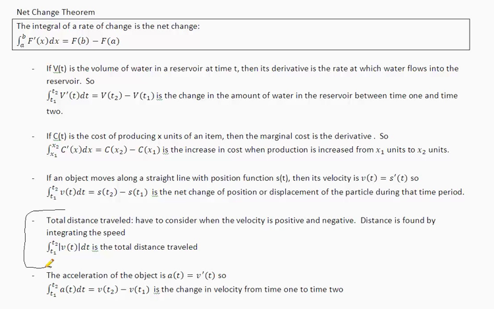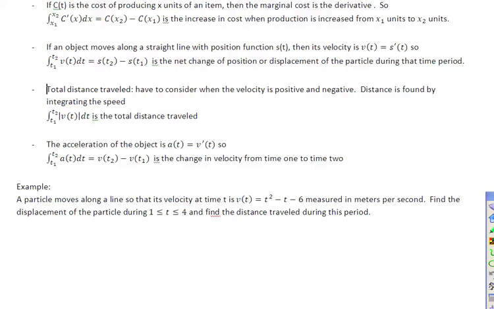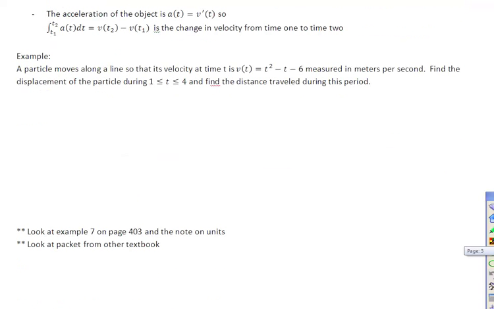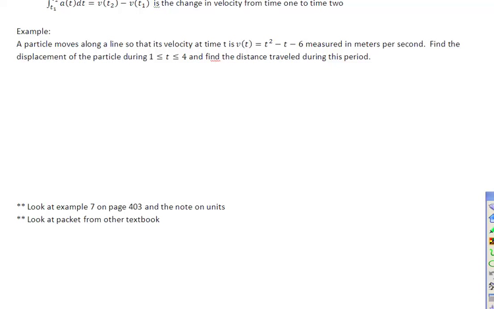Okay? And then the last one, acceleration. If I take the integral of acceleration, then you're going to get the net change in velocity from time 1 to time 2. Okay, and then here's one problem that I'll do out, which is total distance. And then we'll do more in class, like I said. Okay, so a particle moves along a line, and its velocity is given. Find the displacement of the particle and the total distance traveled.